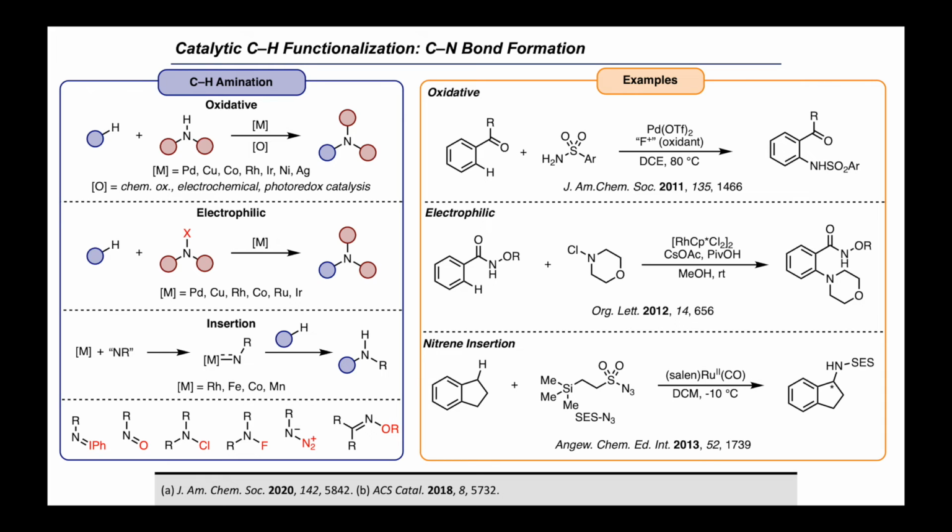Insertion reactions go through metal nitrenoids that are generated by the reaction of a transition metal with either an amine and an oxidant or a pre-oxidized nitrogen source. Since insertion reactions operate through outer sphere mechanisms, they tend to be selective for the weakest C-H bonds in a molecule, as demonstrated in the example shown here, where the metal nitrenoid generated by the reaction of the ruthenium catalyst with the sulfonyl azide selectively reacts at the benzylic site.